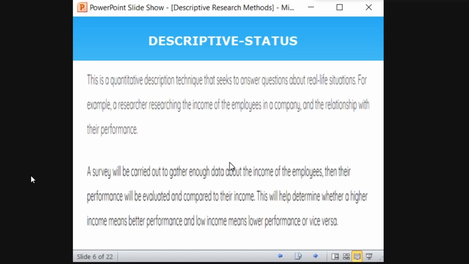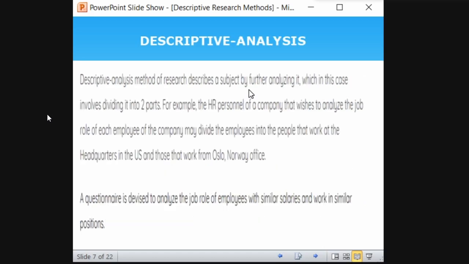So this will help to determine what this comparison actually brings out. That will help to understand whether higher income means better performance, and lower income means lower performance, or vice versa, and the characteristics of how salary or income plays a vital role in performance. Okay, so descriptive status, remember, is a quantitative representation of a real life situation. Quantitative in the sense that this can be represented in terms of numbers. Okay. So next we are coming to the next type, descriptive analysis.